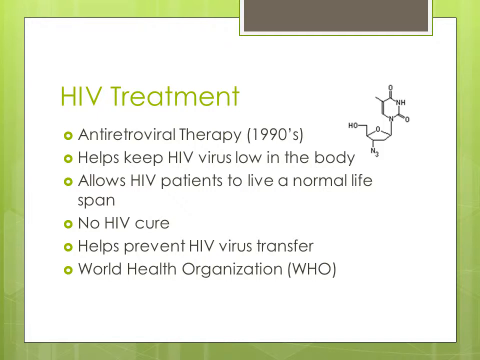HIV treatment. Not all HIV-infected people progress to AIDS. With proper treatment, antiretroviral therapy, ART, you can keep the level of HIV virus in your body low. ART was introduced in the mid-1990s. Before then, people would advance from HIV to AIDS within a few years. Now, people who treat the virus in time can have a normal life expectancy. But there's still no cure for HIV currently.